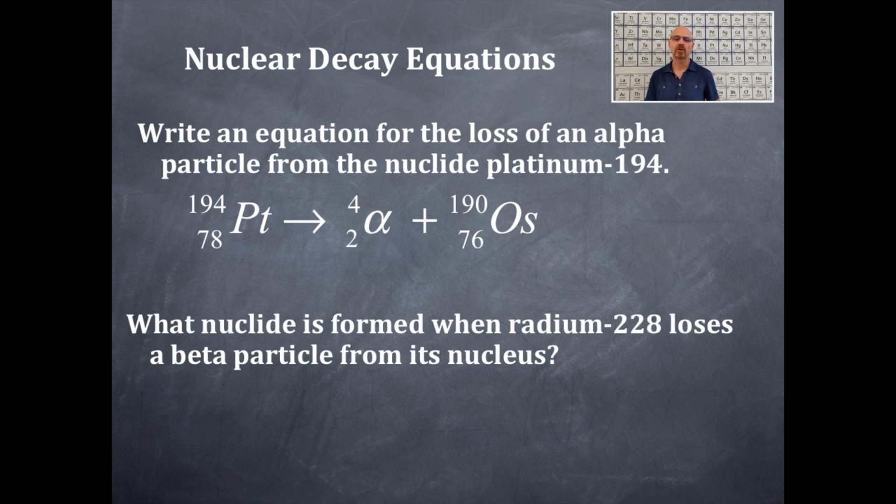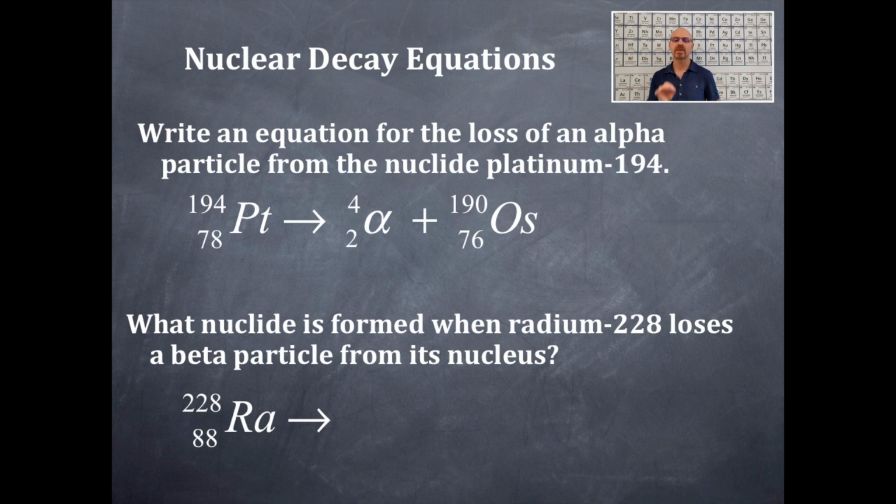What nuclide is formed when radium-228 loses a beta particle from its nucleus? So what we're going to do is find radium-228. Again, you're going to look on your periodic table and write the symbol for radium-228. You're going to find out what the atomic number is for radium. 228 will give you a ballpark of where to look on the periodic table, and radium is atomic number 88. It has a mass of 228.